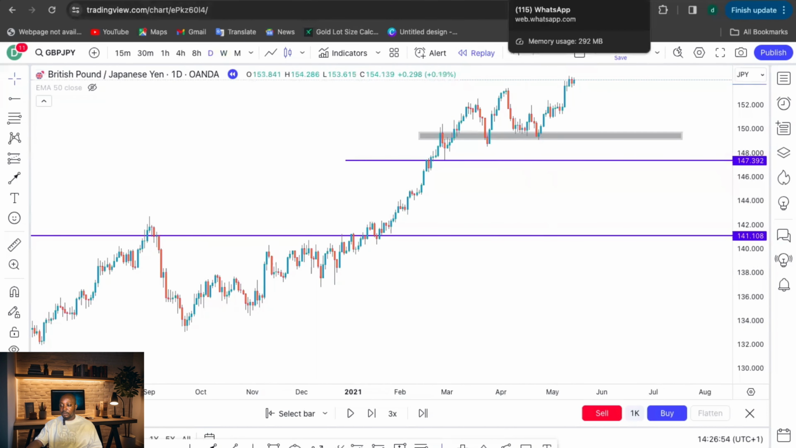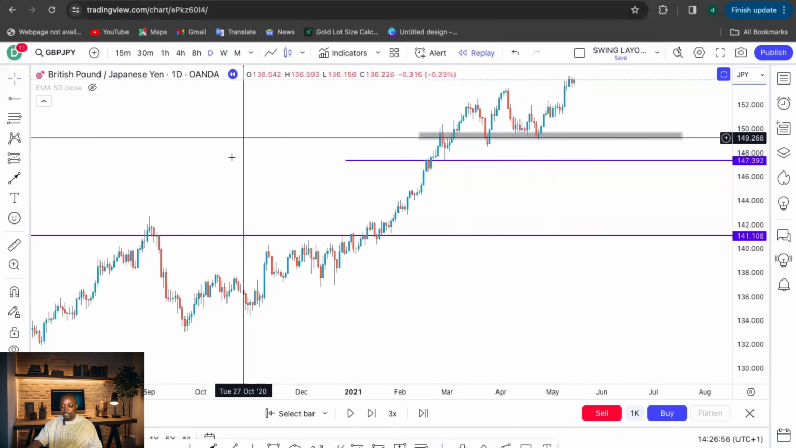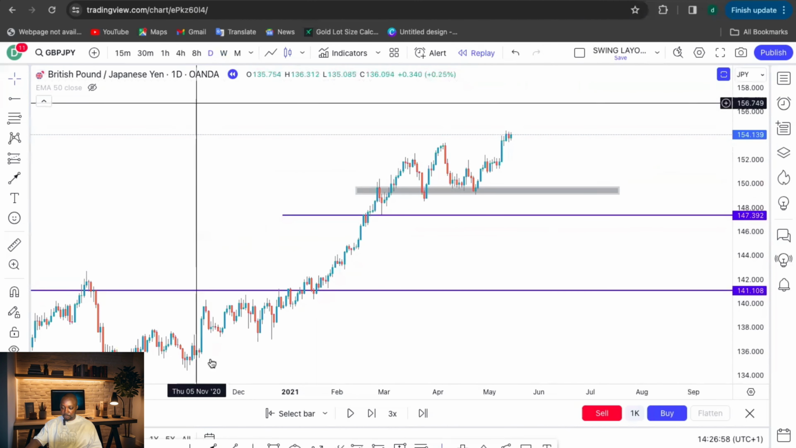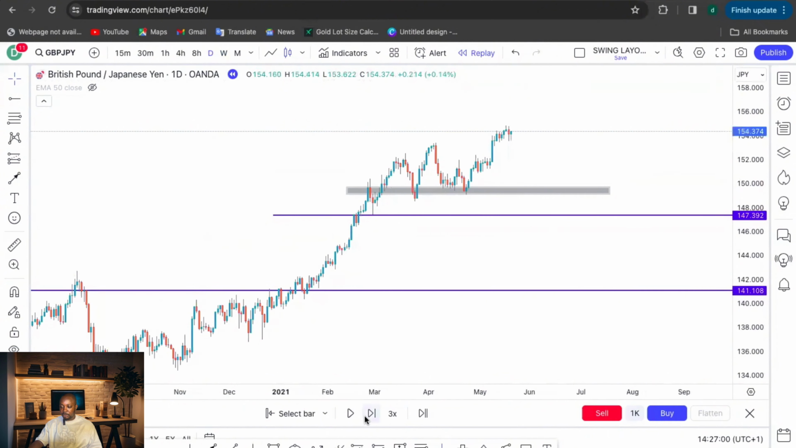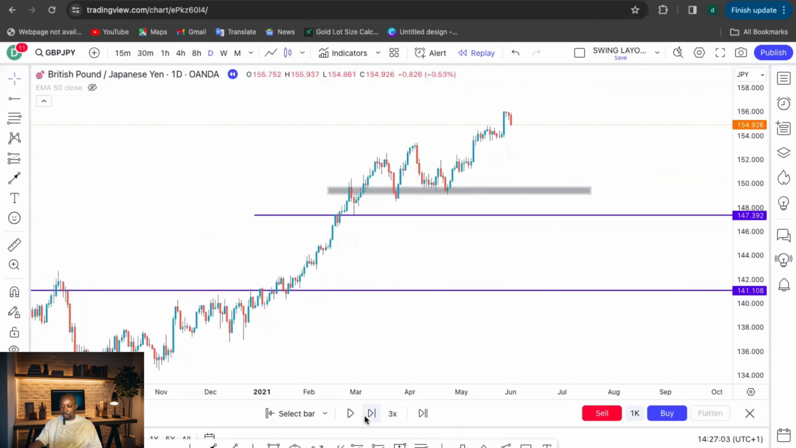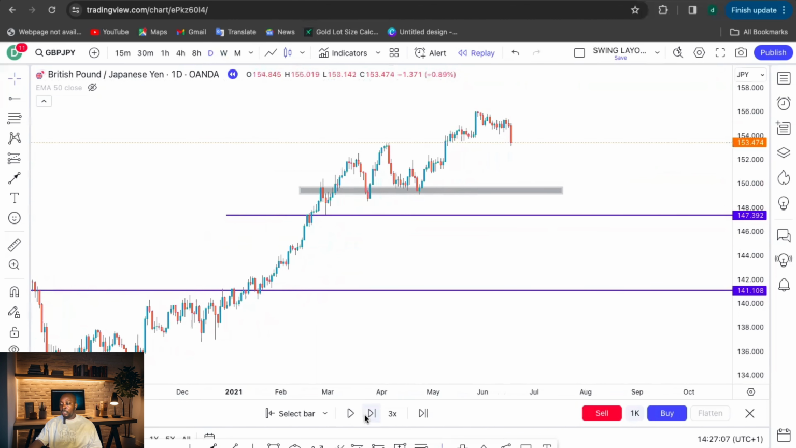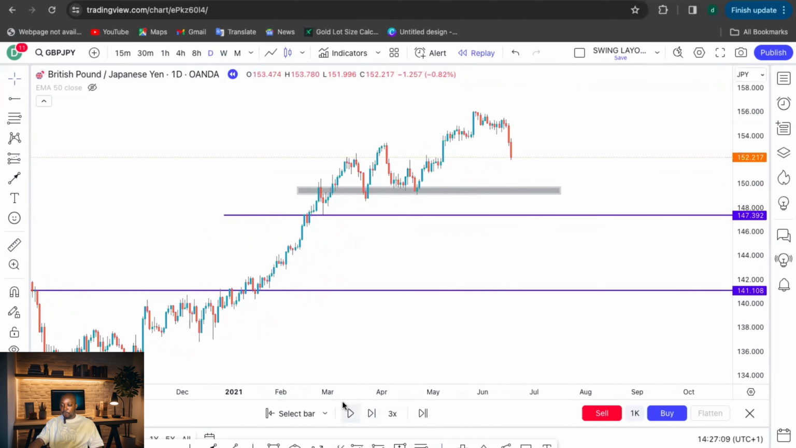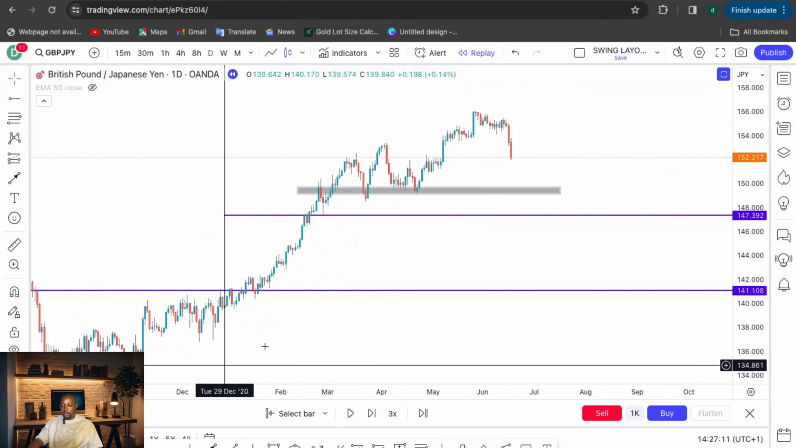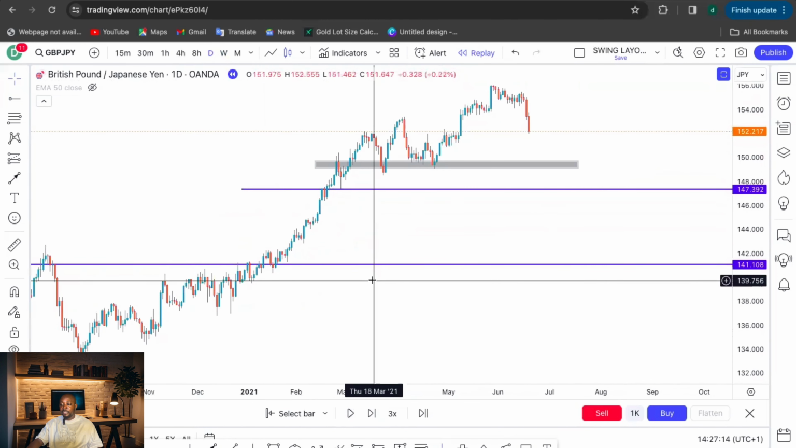Okay, now let me cite more examples. Let me play forward. Now I use the top-down analysis for my market breakdown. I go from the higher time frame, come down to the lower time frames, and see the bigger picture and take decisions based off that bigger picture on the lower time frames.